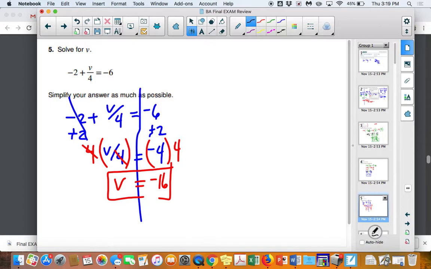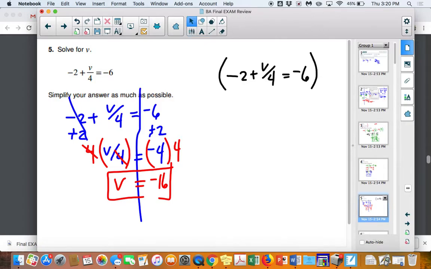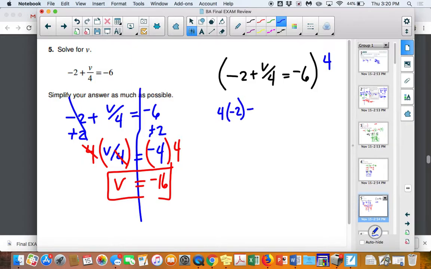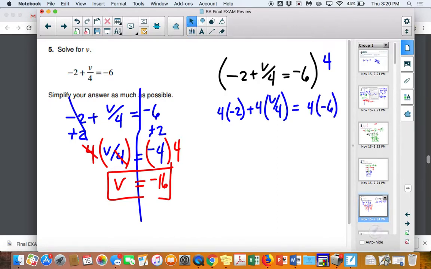If you want to work the problem the other way, it's kind of similar to the one that we just did. Go ahead and get rid of fractions. Your common denominator is 4. So say 4 times everything. So that's going to be 4 times negative 2 plus 4 times v over 4 equals 4 times negative 6. So you're just distributing the 4 all the way through there.